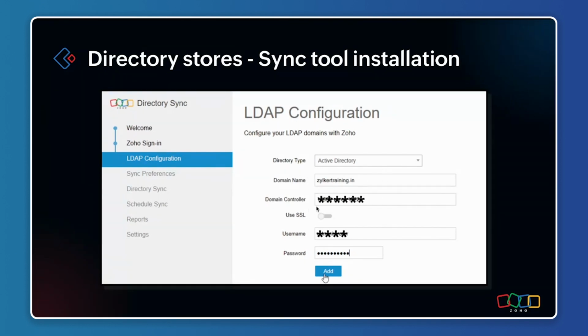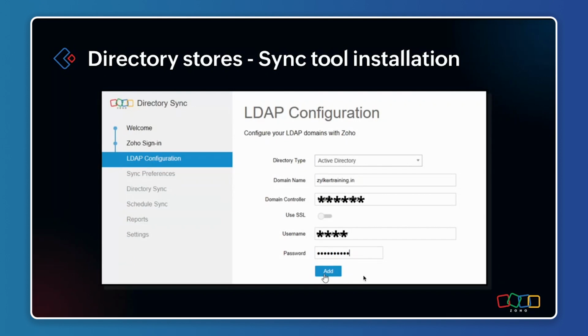Once you enter the domain controller name, if you would like to securely transfer your user data from your existing directory to Zoho Directory, you can just toggle this Use SSL option on. Once you toggle this on, all you need to do is just enter the username and password. So this username and password is nothing but your device's or your local machine's username and the password of your local machine. Once you enter all the required details, just click on add.